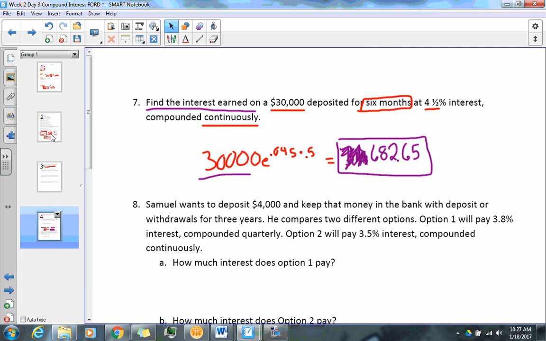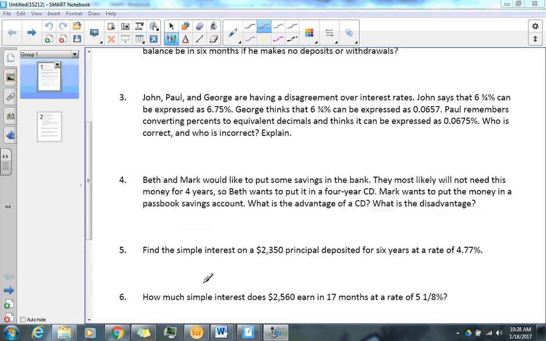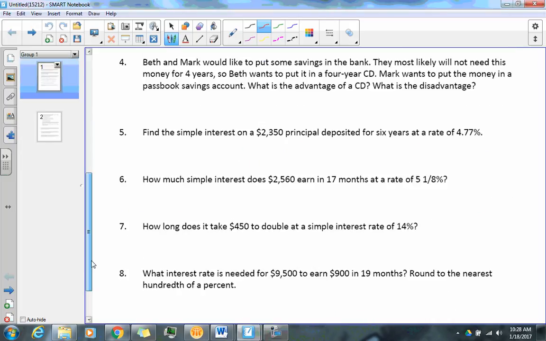All right, the last one that we're going to run into is going to be simple interest. So simple interest, you notice that we have PRT, and I represents how much interest you're going to make. You're going to see an example of this in 1 second. For example, number 5. Find the simple interest on $2,350 principal deposited for 6 years at a rate of 4.77.